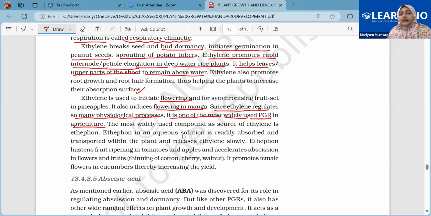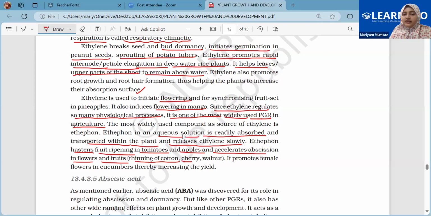Now, the most widely used compound as a source of ethylene is ethephon. Ethephon, you can consider it as the artificial, so you can say synthetic ethylene. Now, ethephon is an aqueous solution. It is readily absorbed and transported within the plant and releases ethylene slowly. Ethephon hastens fruit ripening in tomatoes and apples and accelerates abscission in flowers and fruits, that is thinning of cotton, thinning of cherry, walnut. It promotes female flowers in cucumbers, thereby increases the yield.